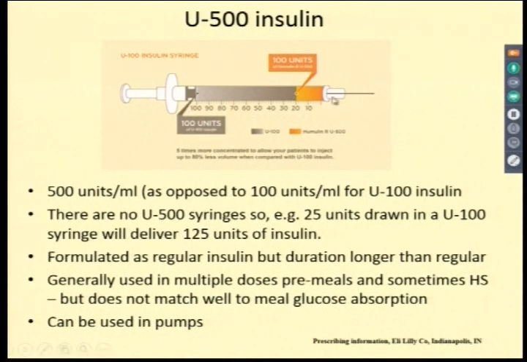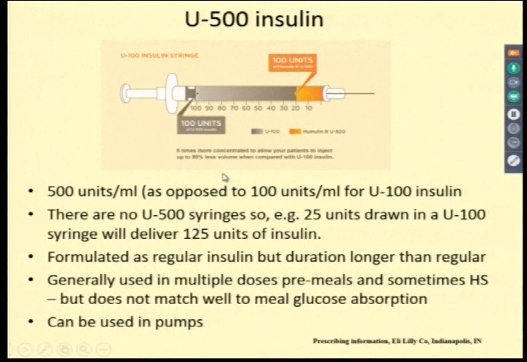This is a picture just of the concept of U500. This is a U100 syringe. The person's taking U100 insulin. They draw it up to 100. They get 100 units. If they're taking U500 insulin, they draw it to 20, but they're getting 100 units. It's 500 units per ml.